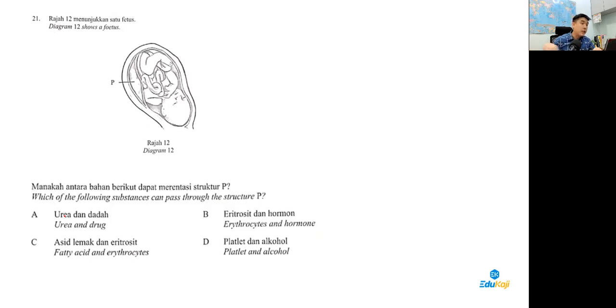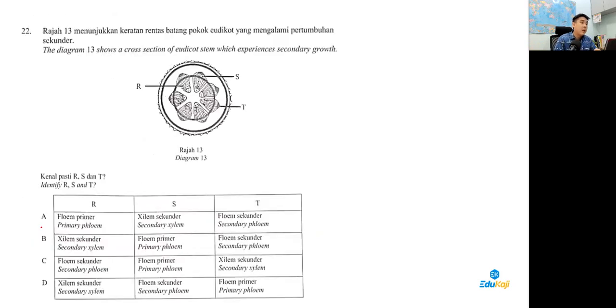So 21, guys, this is reproduction topic, and P is placenta. Now, placenta function is to get rid of the urea and also drugs. Okay, 21A. 22 here, you can see officially we have entered Form 5. Okay, Form 5.